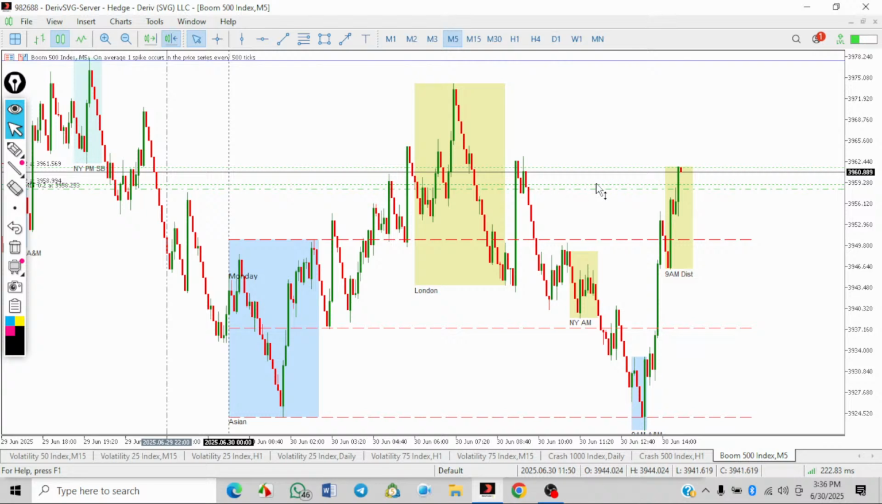So it's my turn to place a sell limit. Like my turn to place a sell limit from there.